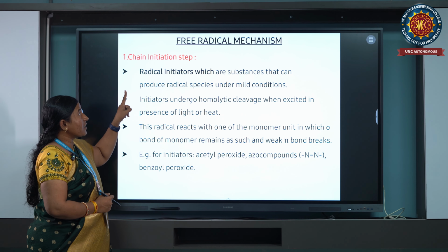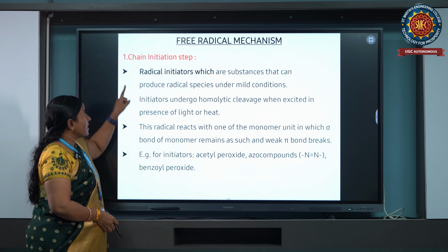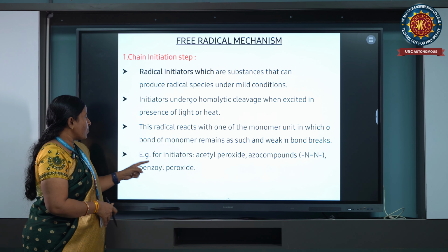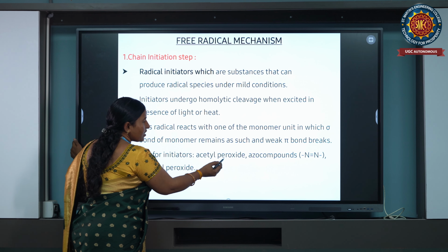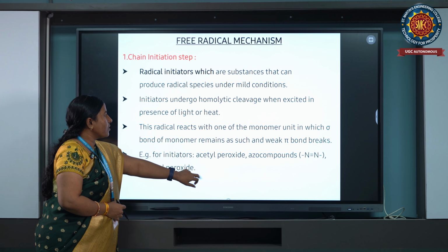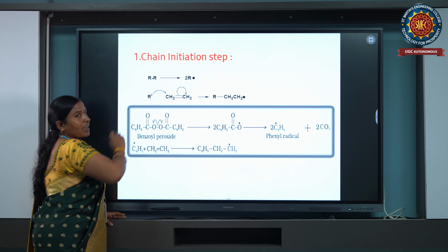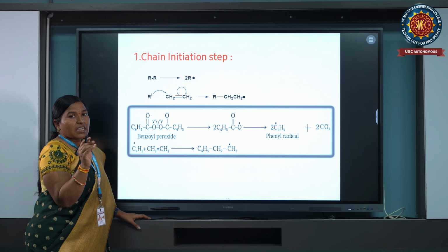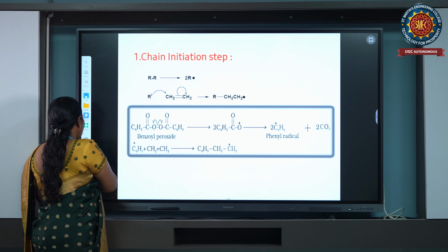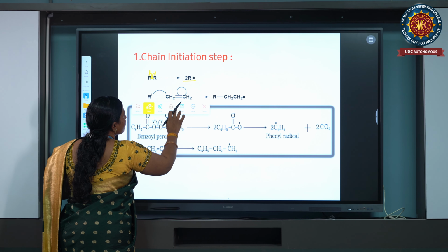In this mechanism there are three steps involved. First, the chain initiation step. In the chain initiation step we need a radical to start the reaction, so we use acetyl peroxide, azo compounds or benzoyl peroxide. Now, as a general example, take R-R, where any initiator can be used. The bond breaks in between these two, and you get 2R.